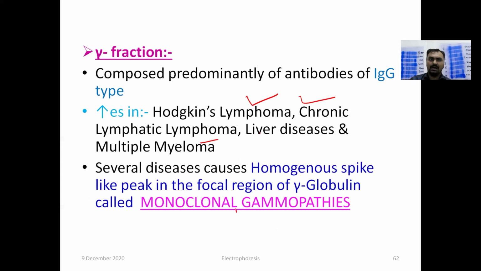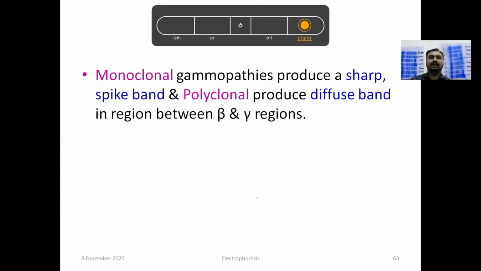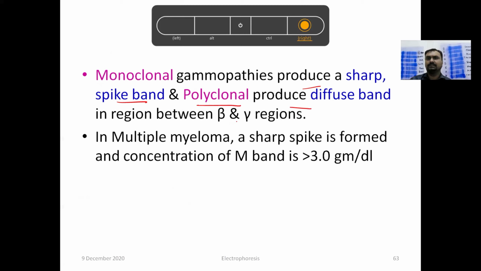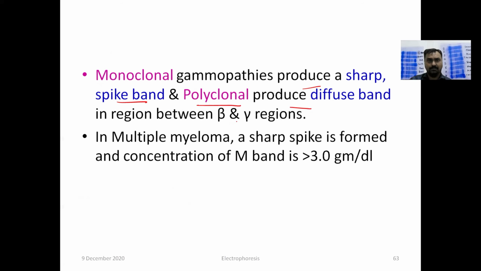Okay, so multiple myeloma is a monoclonal gammopathy, and a single M peak is there. In monoclonal gammopathy there will be a sharp spike band, while in polyclonal there is a diffuse band. In chronic infection, a polyclonal band will be there. In case of multiple myeloma, a monoclonal band will be there.